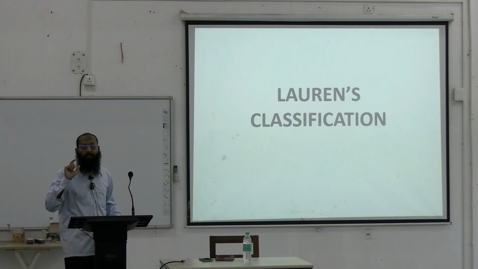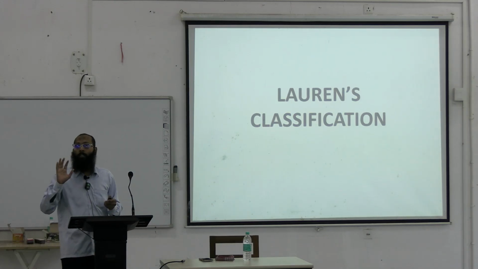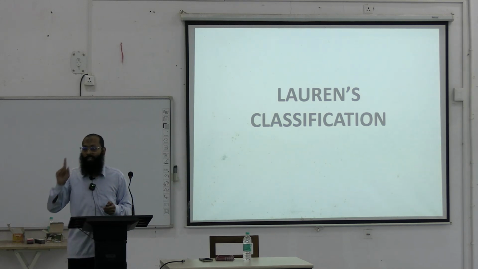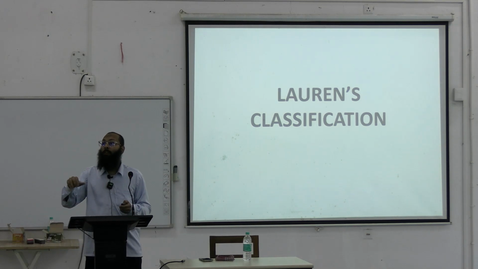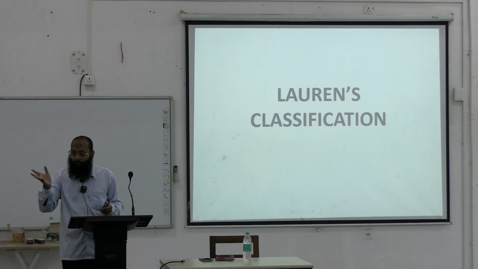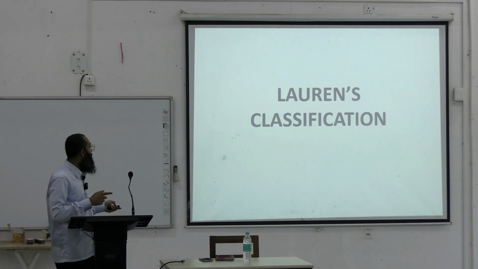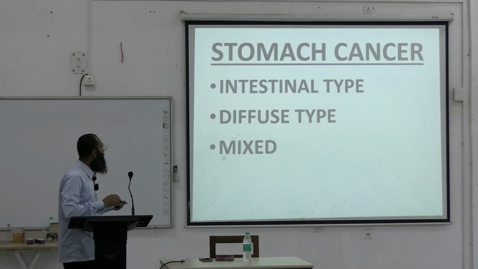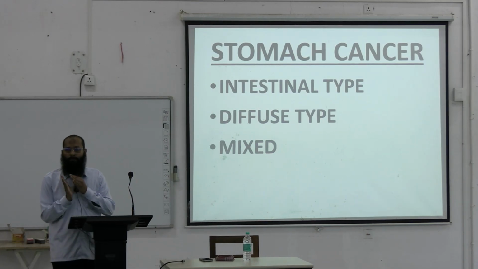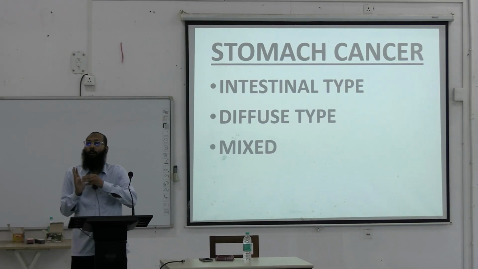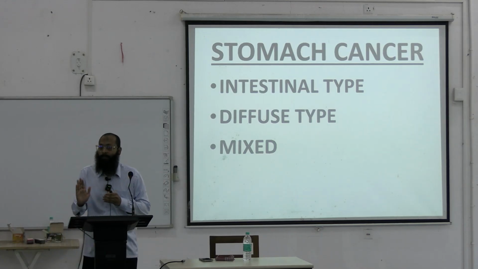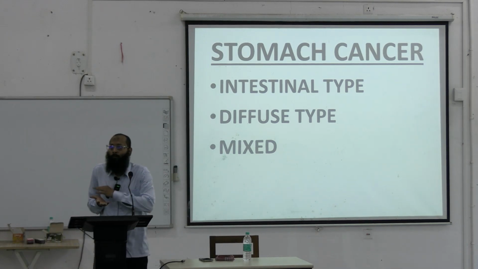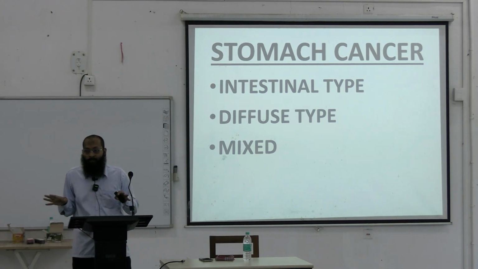Under this classification the tumor is classified microscopically. The first classification was Borrmann's, based on the gross findings. This is based on the microscopic findings. In this classification, stomach cancer is divided into intestinal type, where the gastric cancer cells form glandular structures, and diffuse type, where the gastric cancer cells do not form any glandular structures.